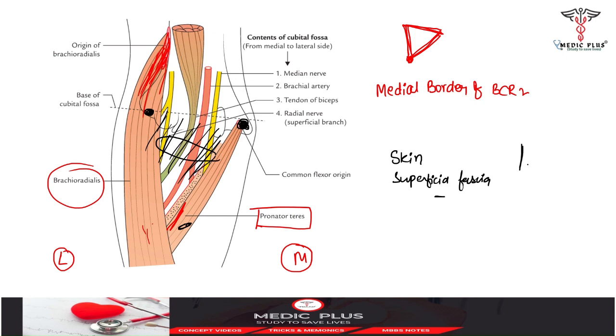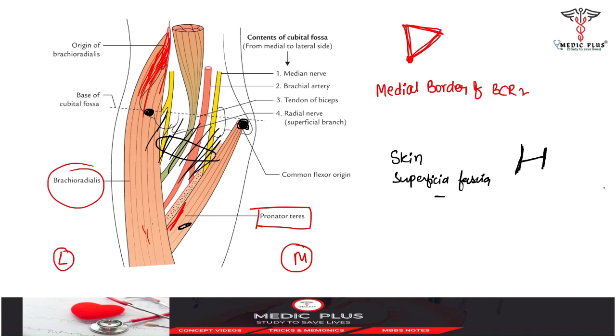Cephalic vein like that and basilic vein like that. The cephalic vein and basilic vein are connected by the median cubital vein. It is connected by what? The median cubital vein. Okay.